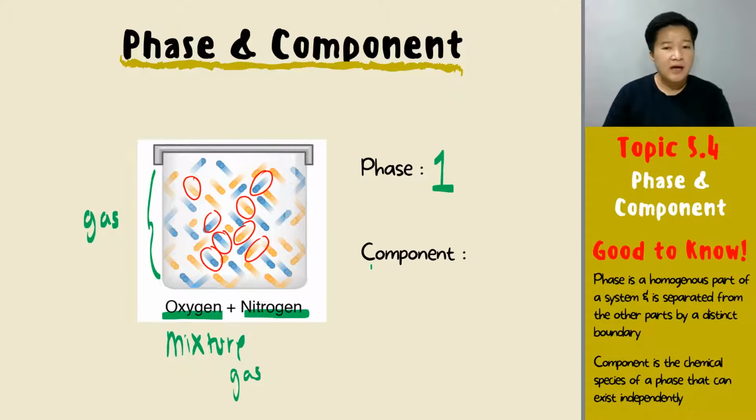But the question is, how many components do you have? You have your oxygen gas and also your nitrogen gas. There are two chemical species. Therefore, you have two components. One is your oxygen gas, another is your nitrogen gas.